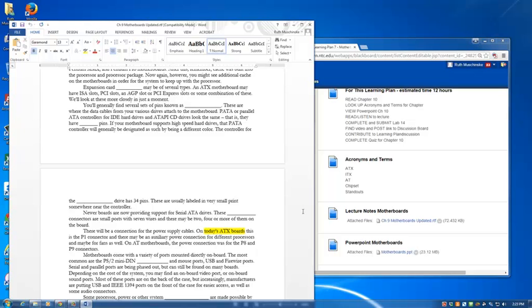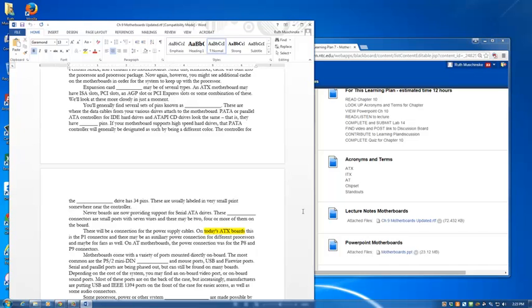There will be a connection for the power supply cables. On today's ATX boards, this is the P1 connector, and there may be an auxiliary power connection for different processor and maybe for fans as well. On AT motherboards, the power connection was for the P8, P9 connectors.